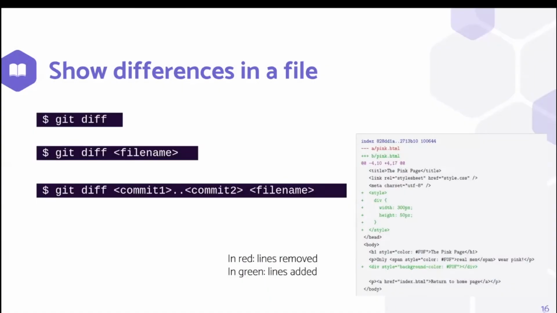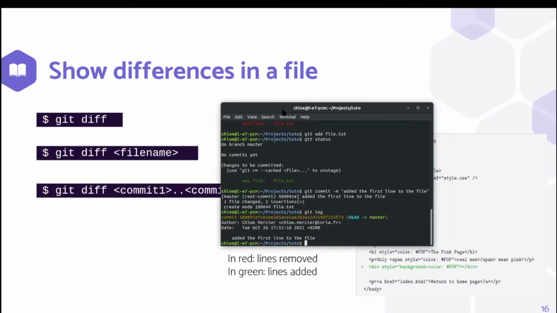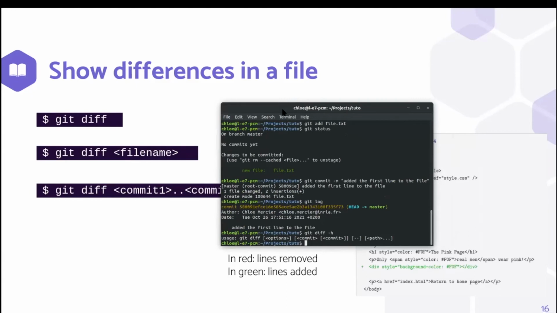Okay. Now what we want to see is maybe the difference between the first version and the second version of our file. So to do that, we can use the command git diff. So you have several options that you can add to the command git diff to use it in different ways. And when you are not sure of what options you can add to a command, you can use git help. So for example, here, I want to use git diff, but I don't really know how to use it. So I think this should work. See, this -h here stands for help, and it shows you how you can use git diff.